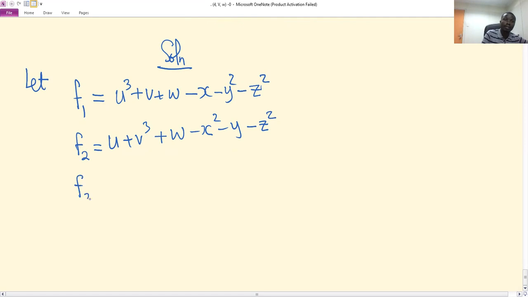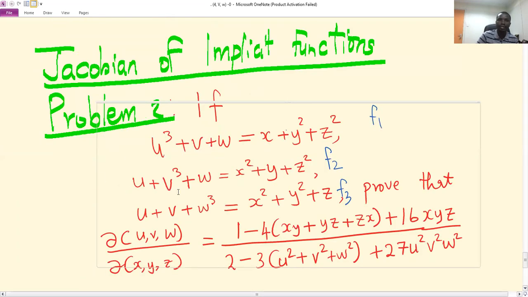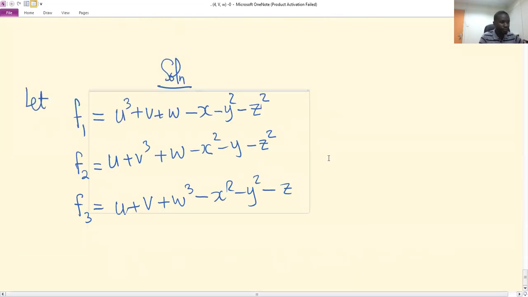And then f3, take every term on the right-hand side of the third equation to the left to get u plus v plus w cubed minus x squared minus y squared minus z. So that's the first step. We are simply taking these terms to the left-hand side to define those f1, f2, and f3.